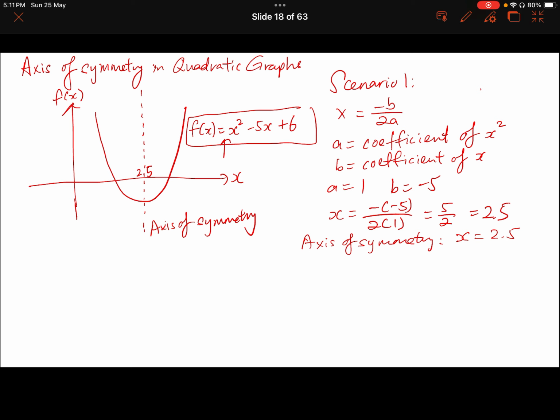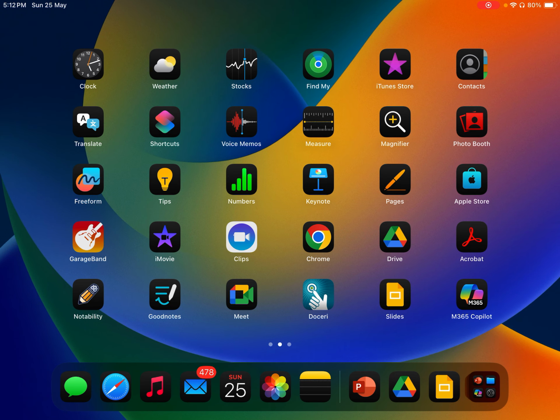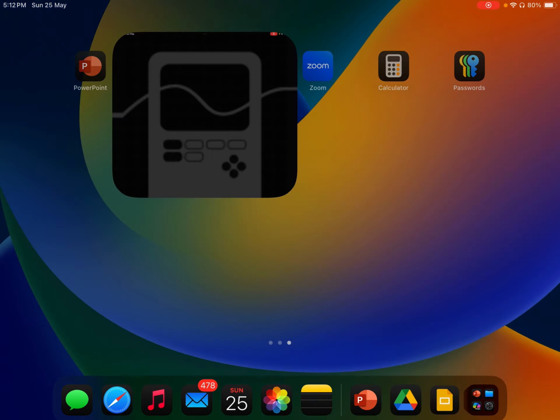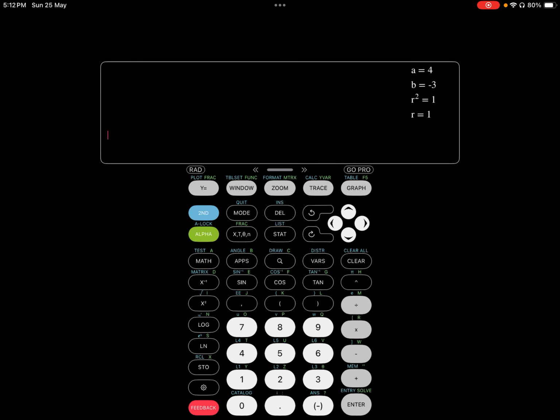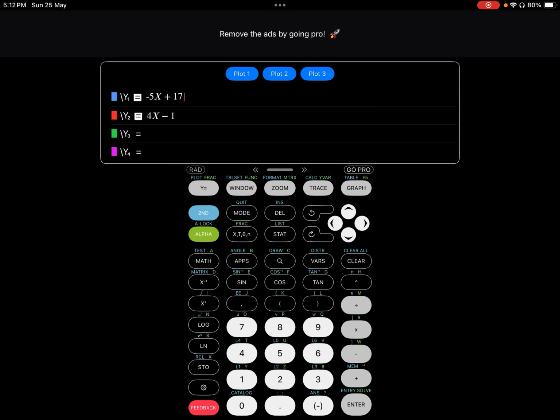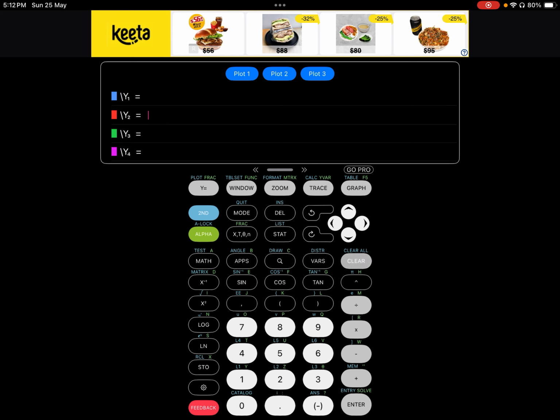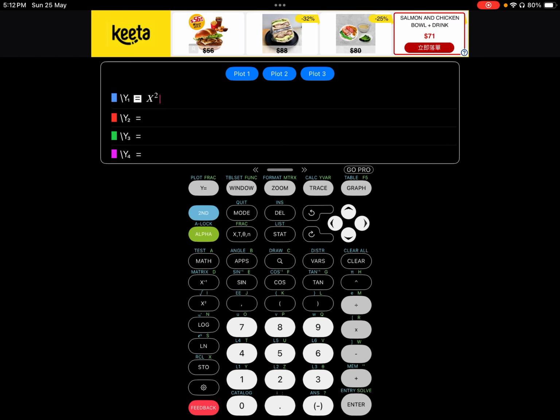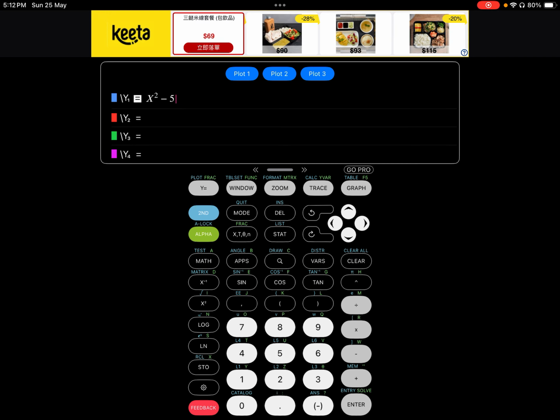Okay, so that's the first scenario. Now, if we were to use the GDC, the calculator, we can also find the axis of symmetry. I'll show you very quickly how we could do this with the calculator. Let's clear this first. So this would be x squared minus 5x plus 6. I'll graph it.